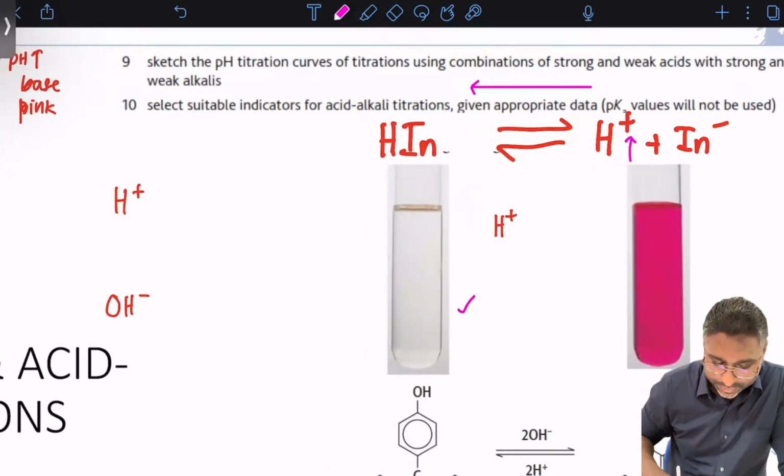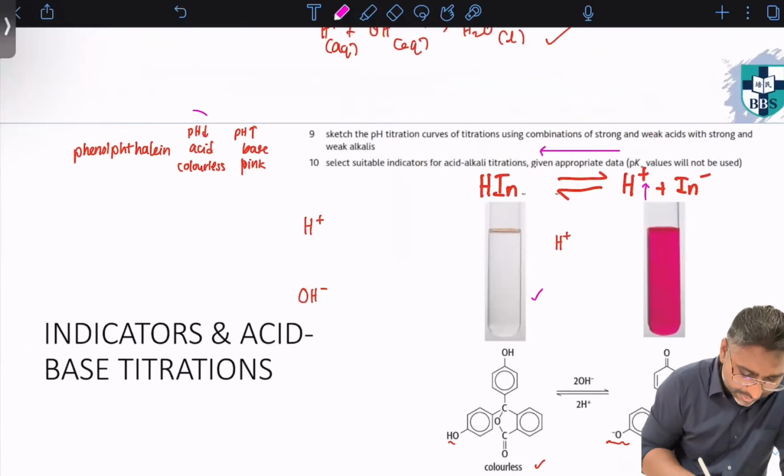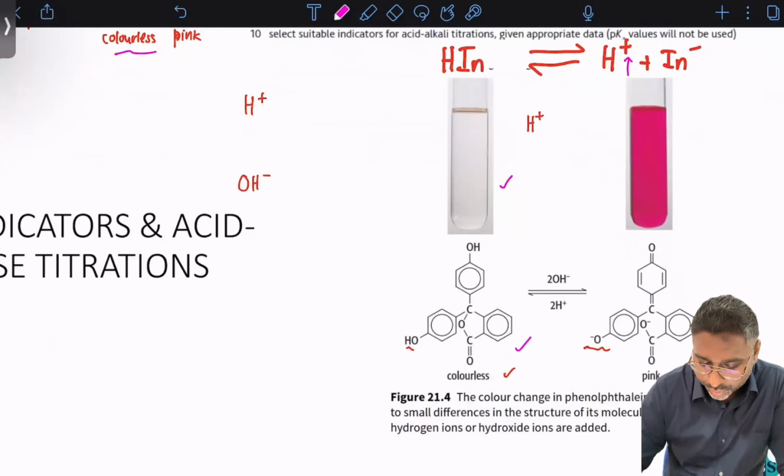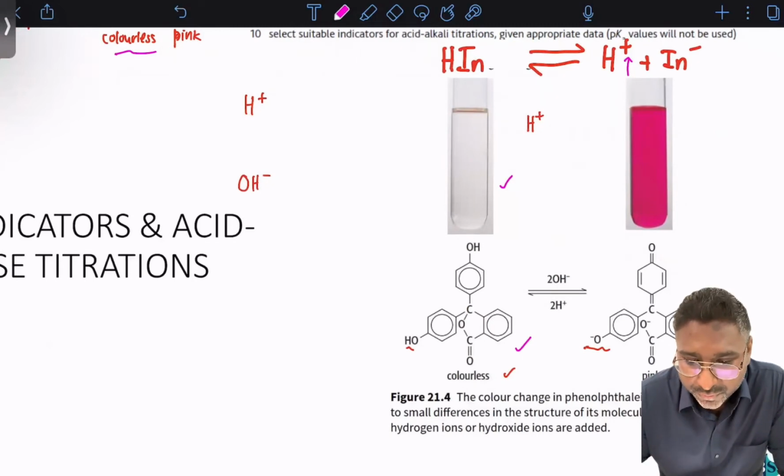Have a look over here: when pH is low, it's colorless. So this one will be formed more. That's what is happening there.